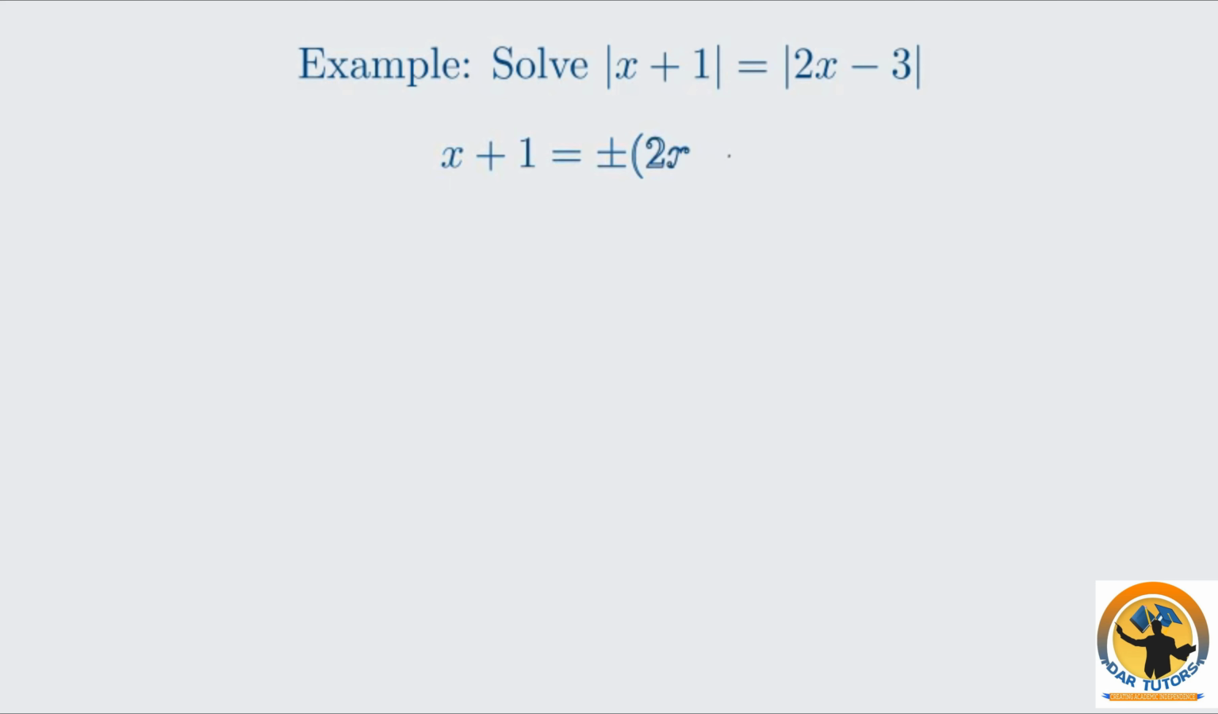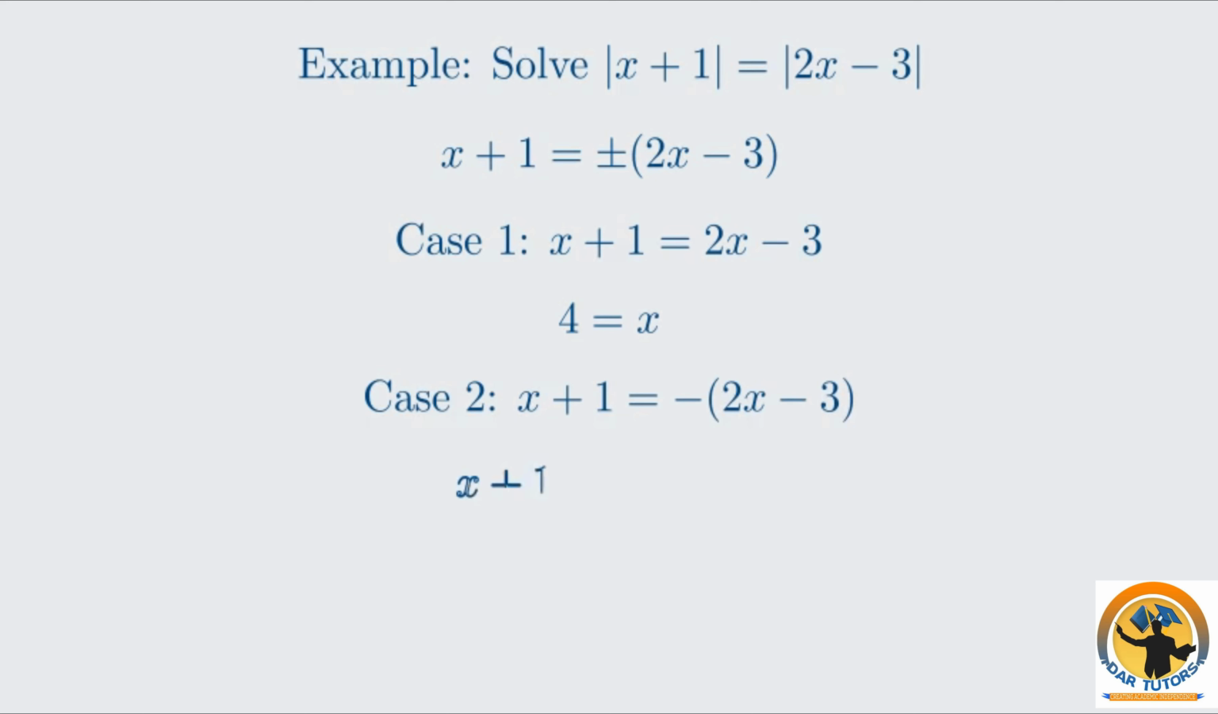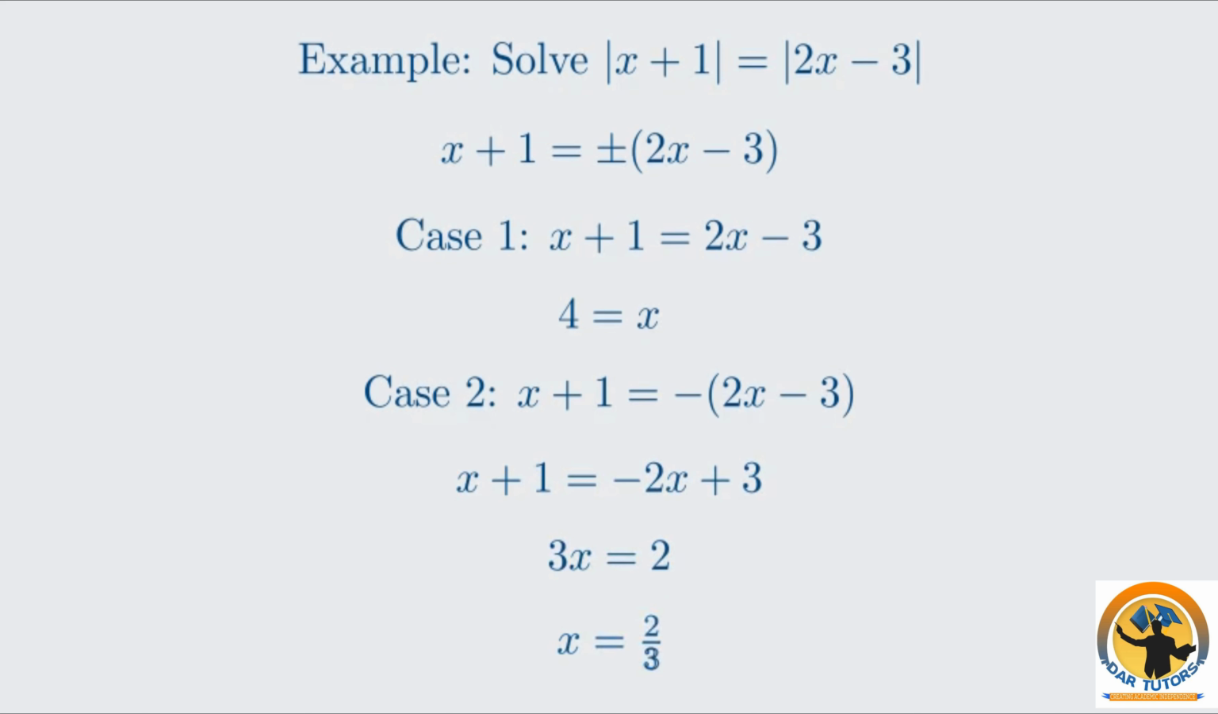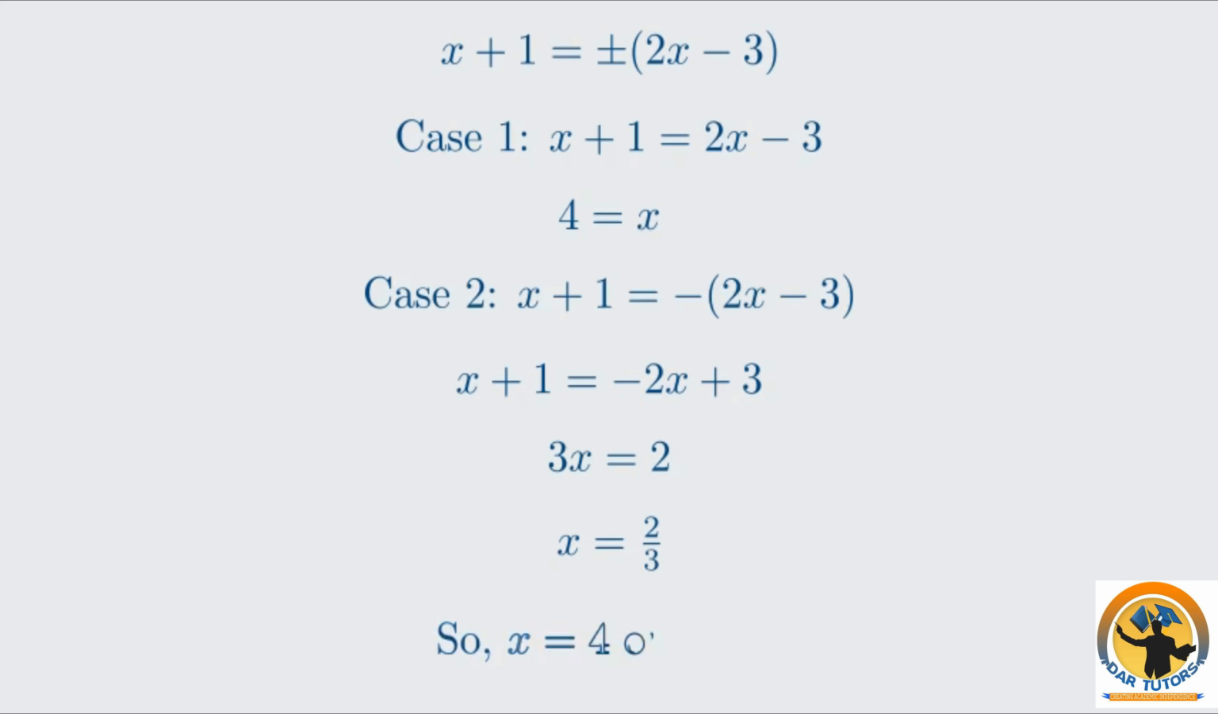Let's look at another example of moduli on both sides. Solve the modulus of x plus 1 equals the modulus of 2x minus 3. Using our rule, x plus 1 must equal plus or minus the quantity 2x minus 3. Case 1: x plus 1 equals 2x minus 3. Rearranging gives 4 equals x. Case 2: x plus 1 equals negative 2x plus 3. Rearranging gives 3x equals 2, so x equals 2 over 3. Our solutions are x equals 4 or x equals 2 over 3.